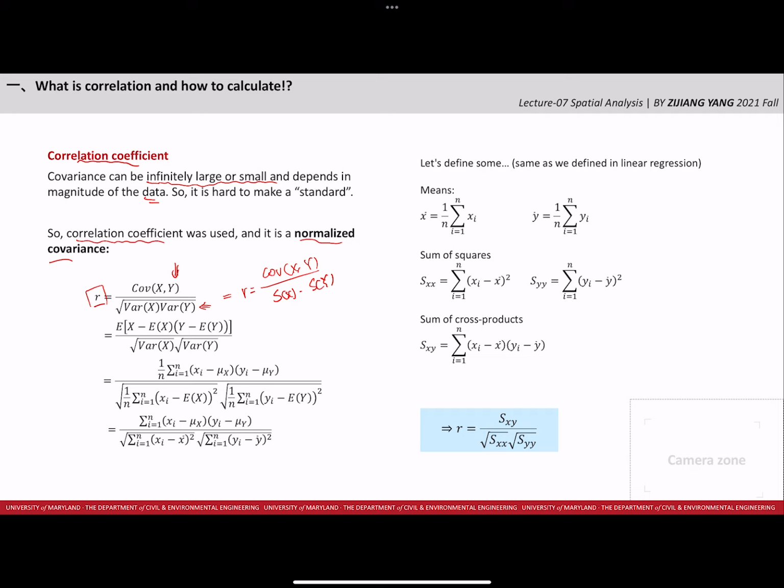And here is some mathematical derivation, and finally we can get this one. We can use this expression to do the calculation. So this is method number 1. On the other hand, we may avoid calculating covariance, and we can use this equation to do the calculation. This also looks a little bit complicated, but we have already done the linear regression calculation.